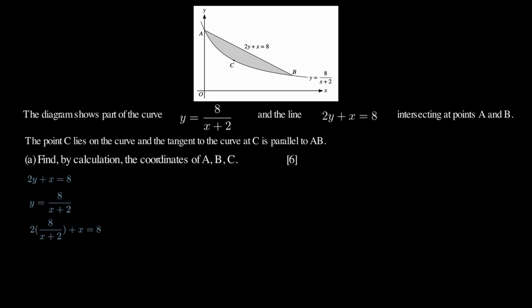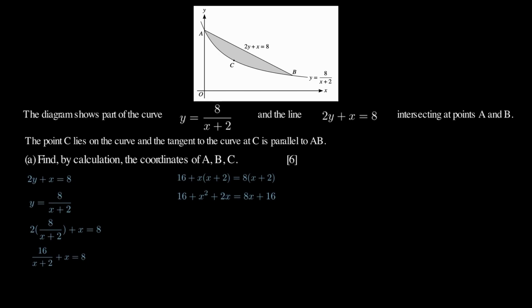Simplifying that will give us 16 over x plus 2 added up with x equaling to 8. If we multiply the whole equation by x plus 2, we get 16 added up with x times x plus 2 equaling to 8 times x plus 2. Distributing the x and the 8 into their corresponding brackets, it's going to give us 16 plus x squared plus 2x equaling to 8x plus 16.